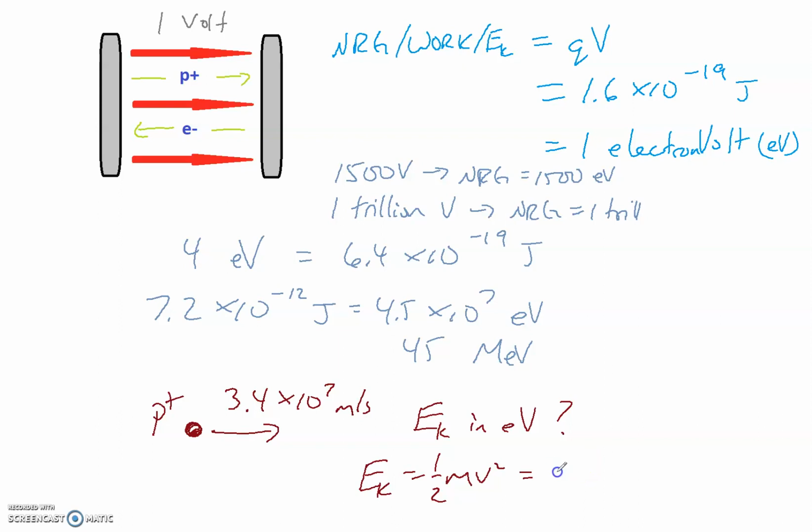And we get about 9.65 times 10 to the negative 13 joules. And then if we want to convert that into electron volts, we just divide by the 1.6 times 10 to the negative 19 value, and we can find how many electron volts, and that would be 6.03 mega electron volts.